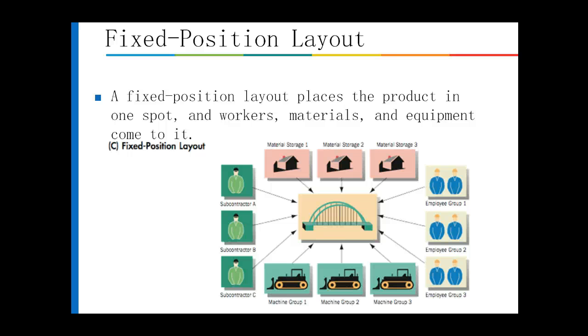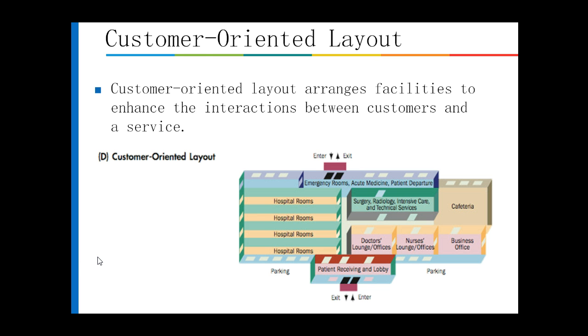Is a fixed position layout the best way to organize our operations for our production, or is another way more efficient? And it's again more or less most efficient, cost effective, and best meets the needs of the customers and of the organization. Here's a customer oriented layout, more or less geared towards a service type of organization, but not exclusively. And in this example, it just shows the flow of an individual patient through various departments within a hospital organization.